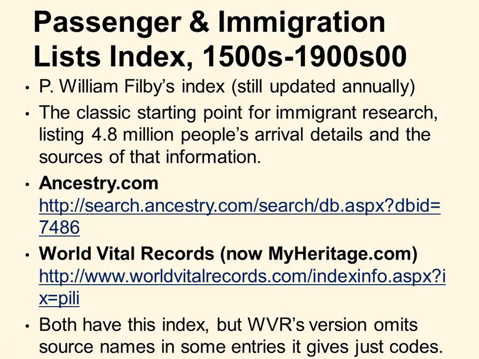World Vital Records, which of course we know is now part of MyHeritage, also has this index, but WVR's version omits source names in some entries, and for some it just gives the code. So if you have your Ancestry subscription or your access to it through a library, you might want to check this out on Ancestry.com.